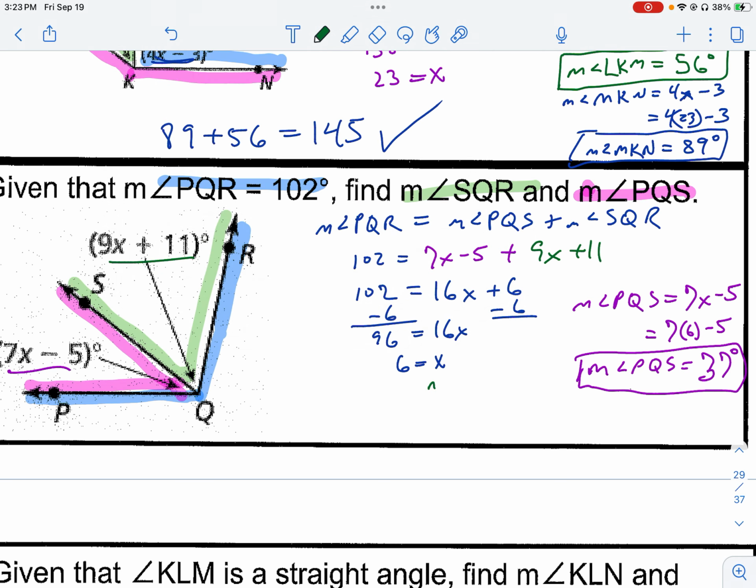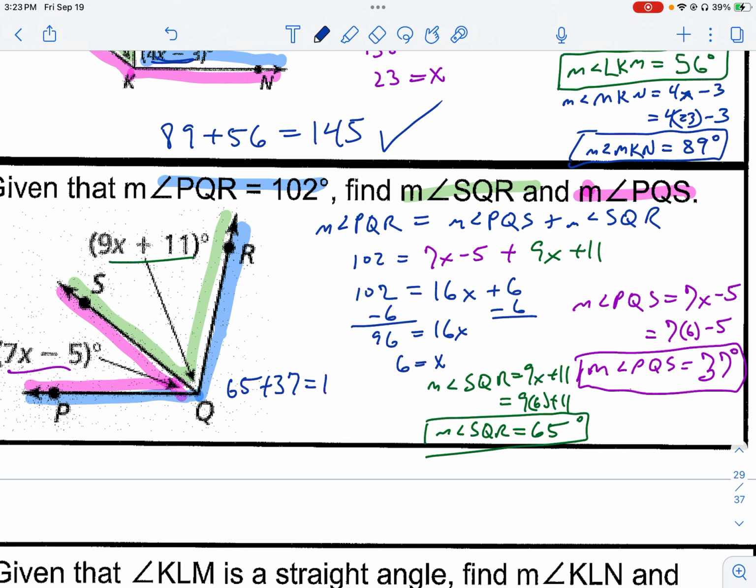Now let's find the measure of angle SQR. That equals 9x plus 11. So 9 times 6 plus 11. 9 times 6 is 54, plus 11 makes the measure of angle SQR 65 degrees. And 65 plus 37 equals 102. So we're doing well.